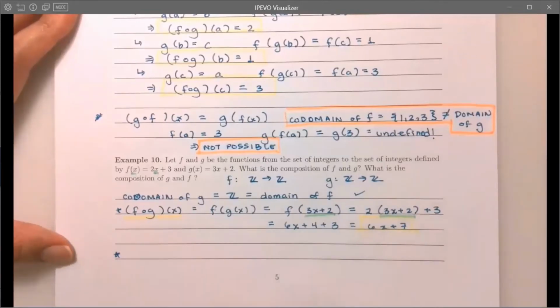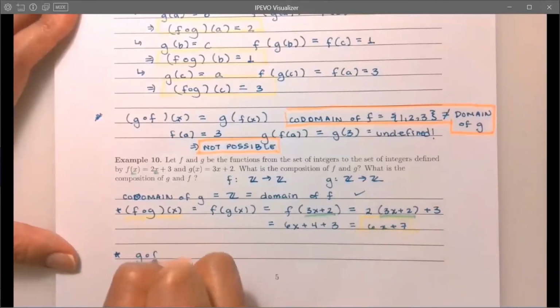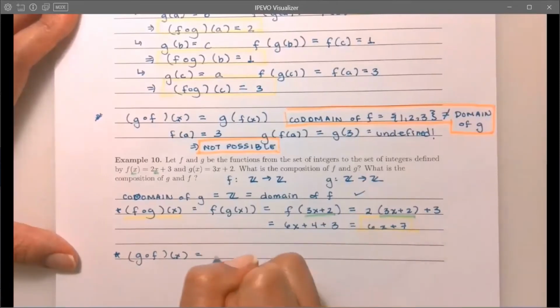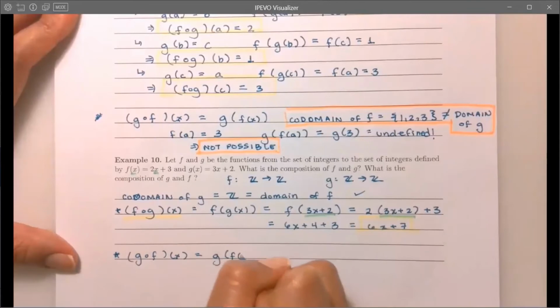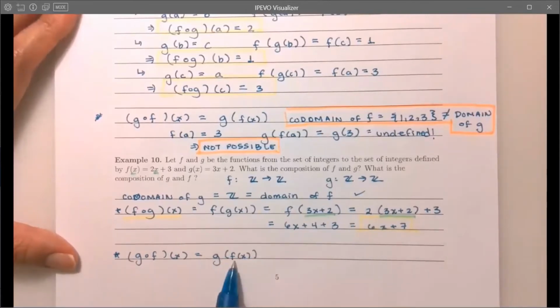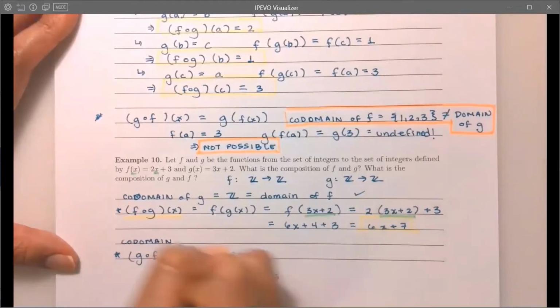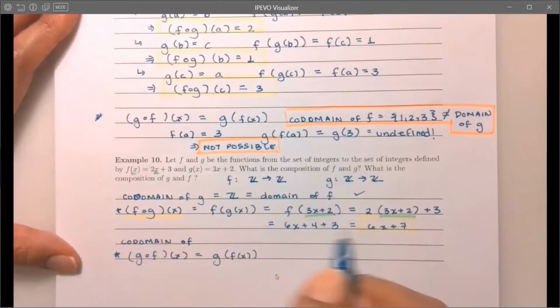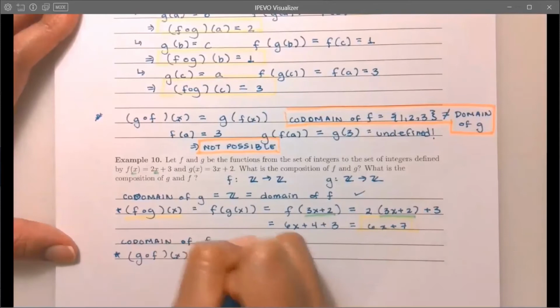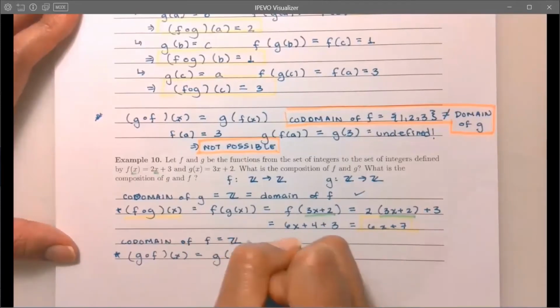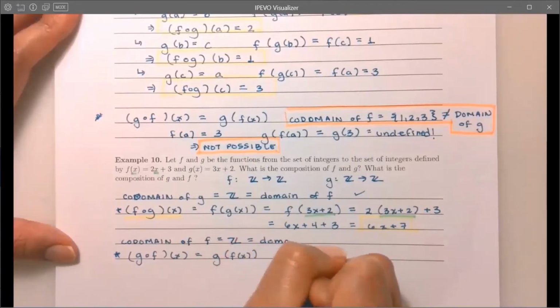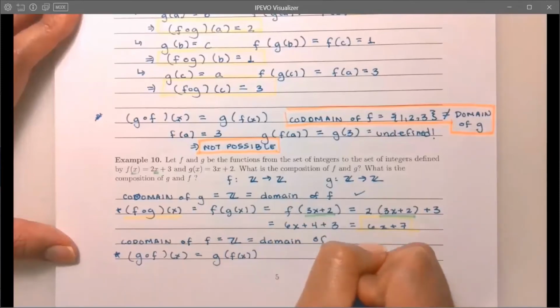And what about g of f of x? Well, in this case, since now the outer function is g, we have to make sure that the codomain of f is the same as the domain of g, which it is. But just so that we get accustomed to always checking that, I'm going to write it down. The codomain of f is the set of integers, which agrees with the domain of g.